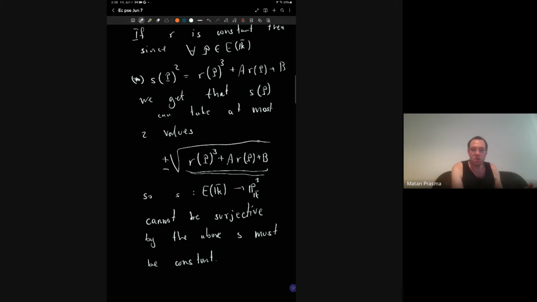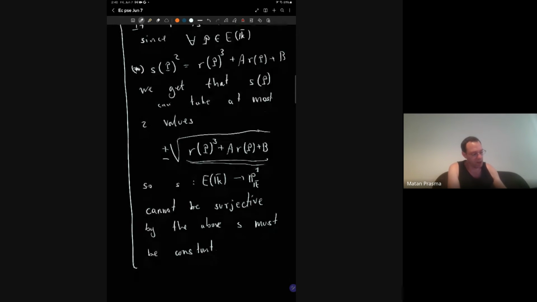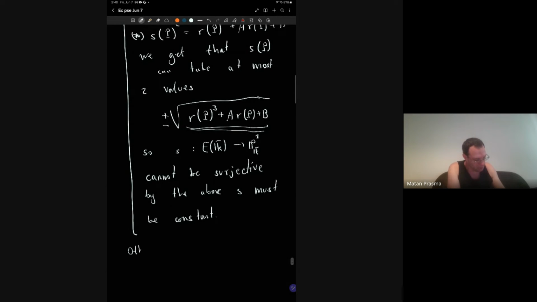Okay, so what we proved here is that if R is constant, then automatically S must be constant. And if R and S are constants, then rho itself is constant. Otherwise, R must be surjective.